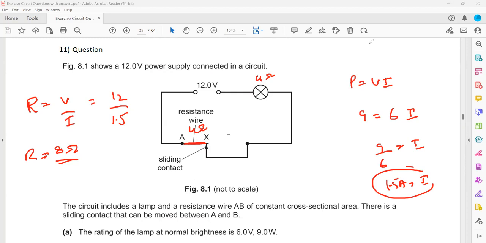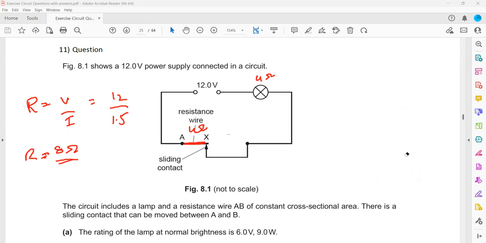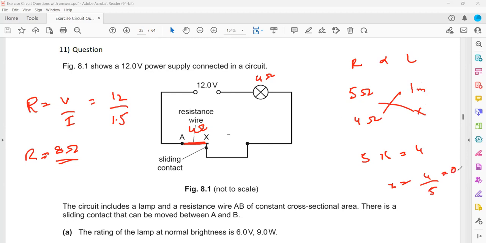And we know the total length of A and B: resistance and length are directly proportional. The total resistance of the wire was 5 ohm when it had a length of 1 meter. But if we have a resistance of 4 ohm, how much length should there be? X. We cross multiply. So 5x equals 4, or x equals 4 divided by 5. So x equals 0.8 meter. So from A to X, it should be 0.8 meter.